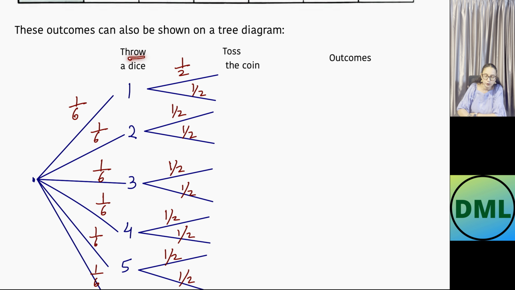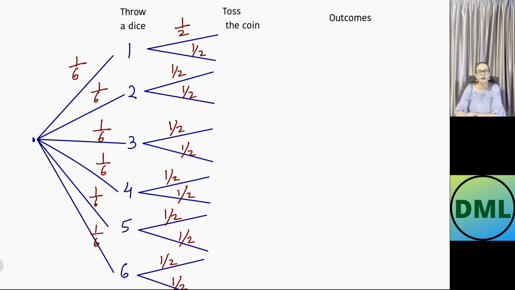First we will throw a die. So we have all 6 numbers: 1, 2, 3, 4, 5 and 6. The probability of getting 1 is 1 by 6, because the total number of possible outcomes is 6 and we are picking 1. So the favorable outcome is 1 and the total number of outcomes is 6, which will come in the denominator. So my probability of getting 1 is 1 by 6. Similarly, for 2 also it is 1 by 6, 3 also 1 by 6, 4 1 by 6, for 5 also 1 by 6, and for 6 also 1 by 6.